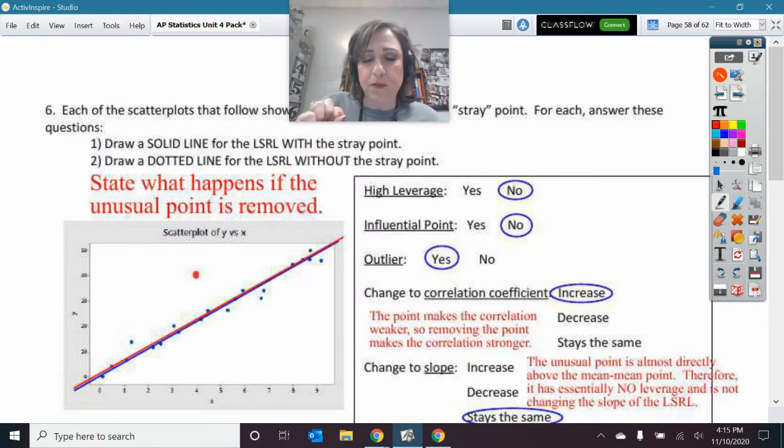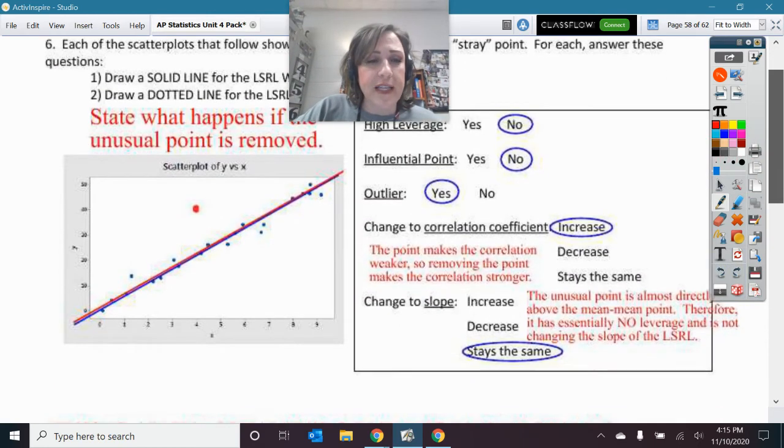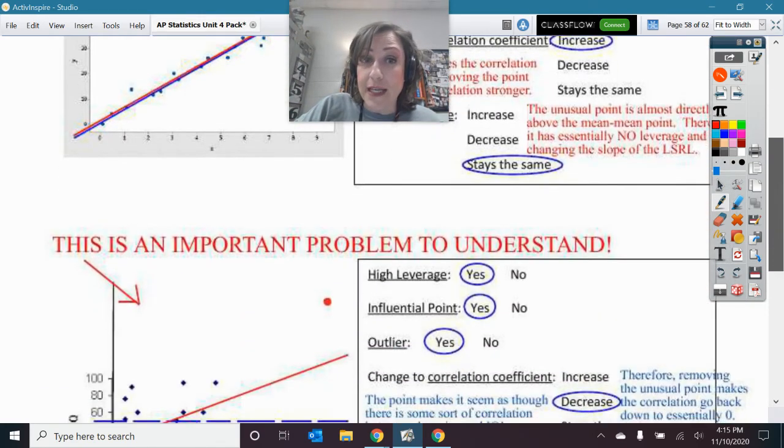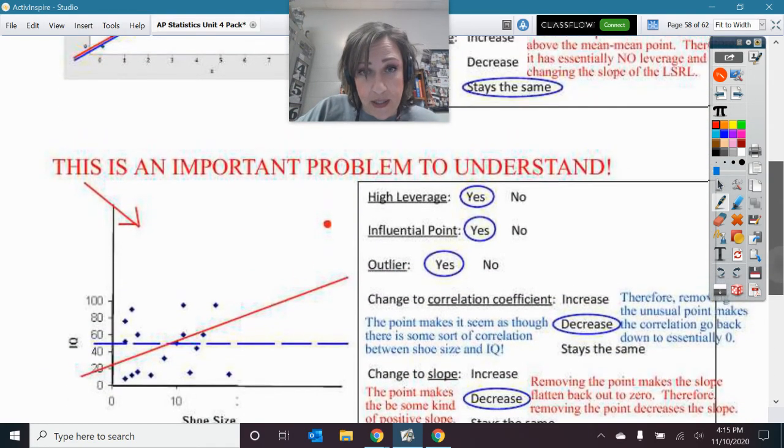I think, well, we'll go ahead and go over this. You can see this point here, not high leverage. It's basically no leverage. It's smack dab in the middle. It would not influence that line. It is an outlier because it's high up there. Now, it is making correlation go down, so removing it will increase that correlation, and it is not affecting the slope.